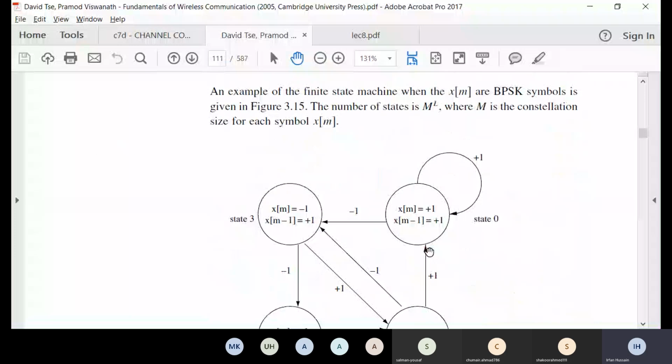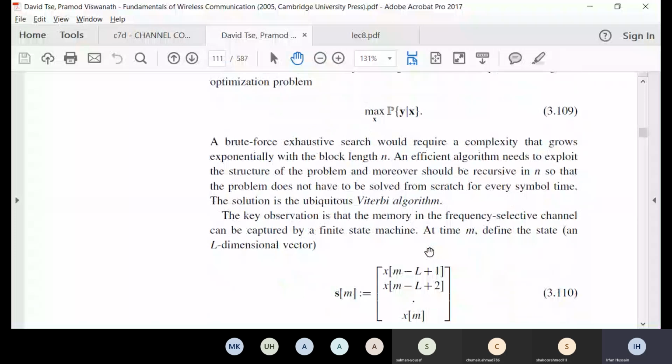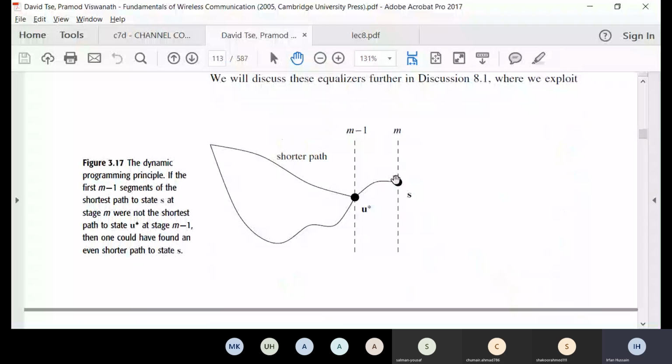Again, the book has not explained this in detail. So the path is here. What he is saying is that I want to go here. So I have two paths, one is this path, one is this path. So I will see what is the shortest path up till U, and this is the shortest path. The shortest path for S will be the shortest path for U combined with the shortest path from U to S. This is what he is saying.